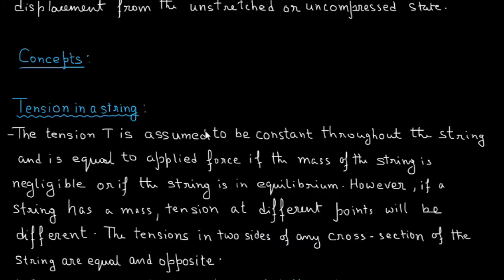Now let us see a few basic concepts. Tension in a string. The tension T is assumed to be constant throughout the string and is equal to the applied force if the mass of the string is negligible or if the string is in equilibrium. However, if the string has a mass, tension at different points will be different. The tension on the two sides of any cross section of the string is equal and opposite.